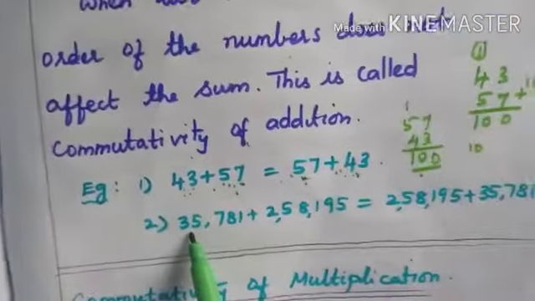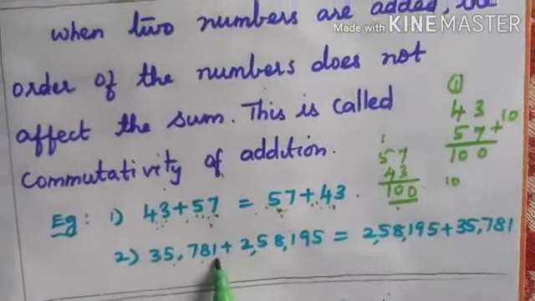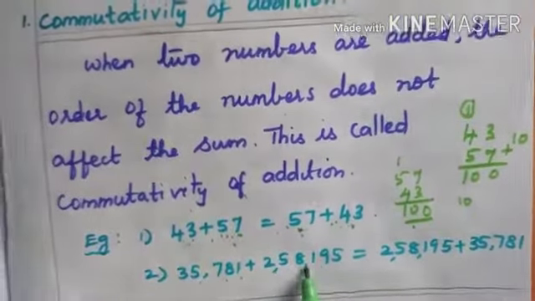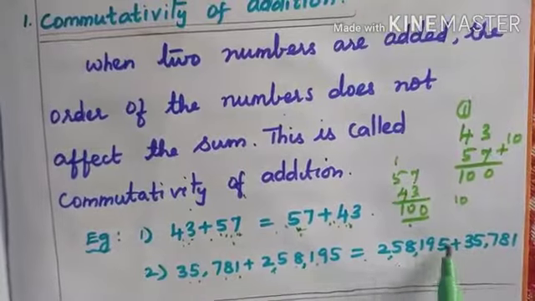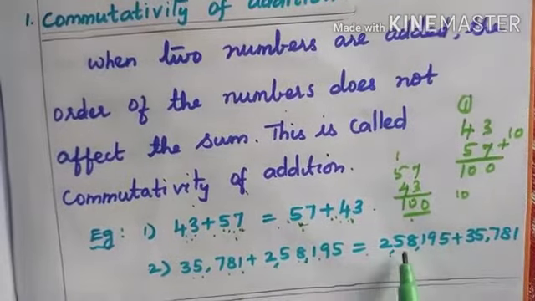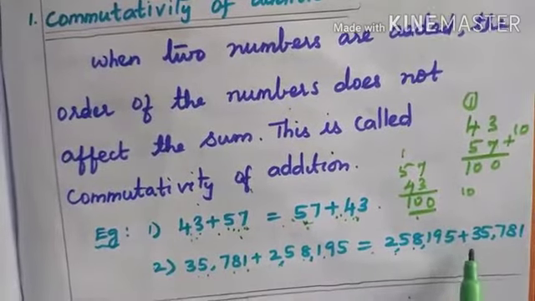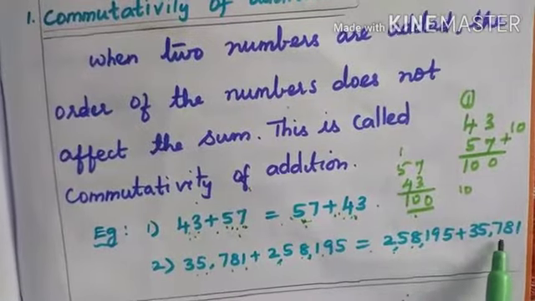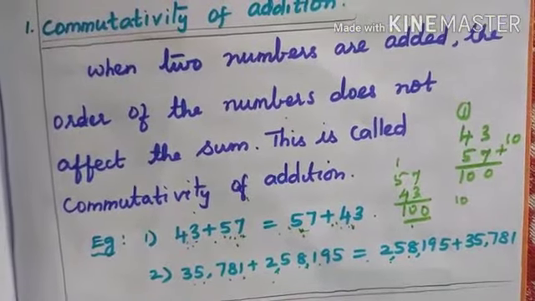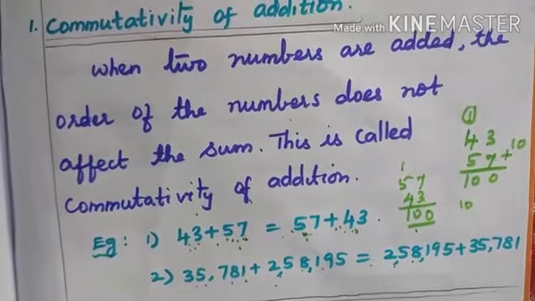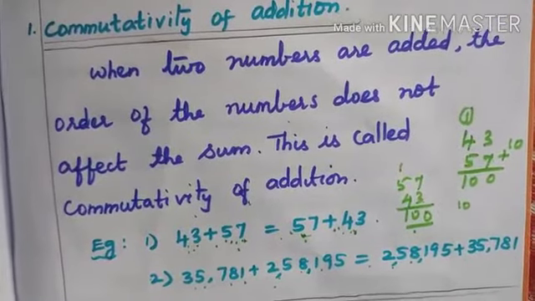The next example, I have given a number here. See here, 35,781 plus 2,58,195. So here first we are writing, equal to, 2,58,195 plus 35,781. If the order is changed, the answer will be the same, and this is called the commutativity of addition.